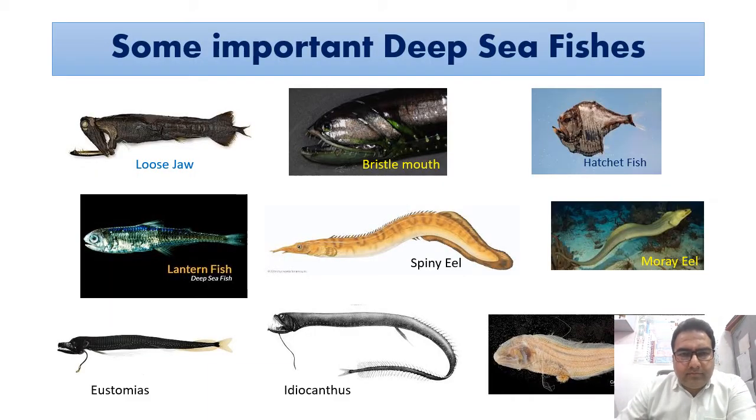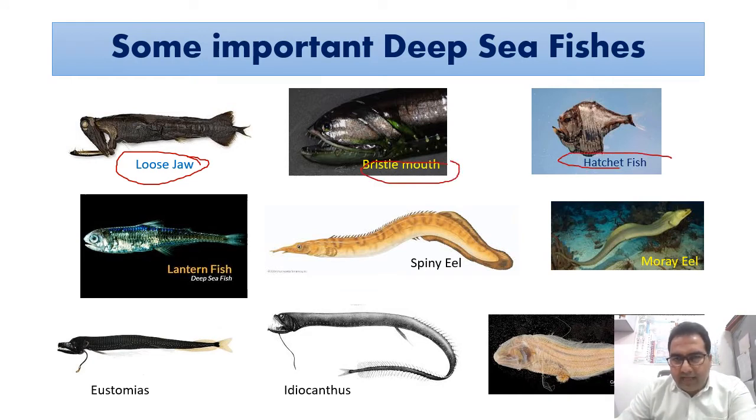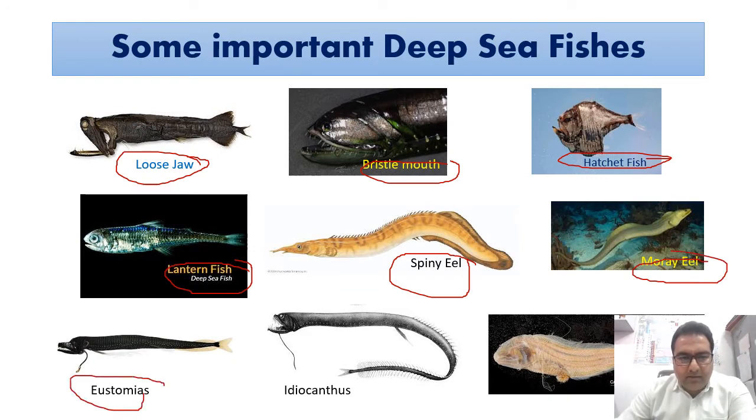Let us look at some of the important deep sea fishes. We have examples in the form of the loose jaw, the bristle mouth, the hatchet fish, the lantern fish, the spiny eel, the moray eel, the eustomias, the idiacanthus, and the Abyssobrotula galatheae, which is one of the deepest known fish.